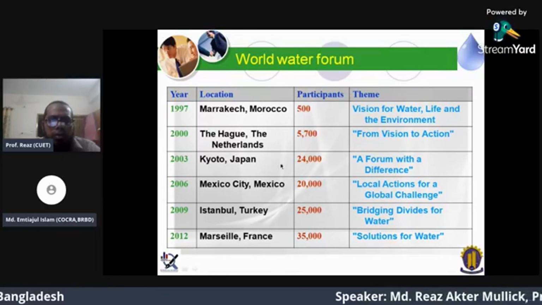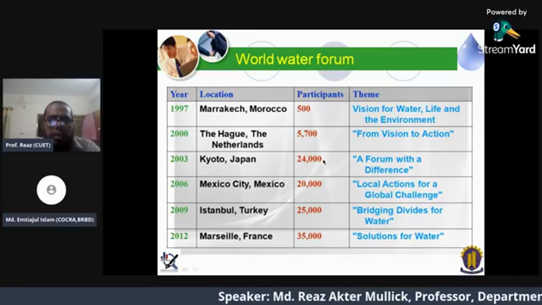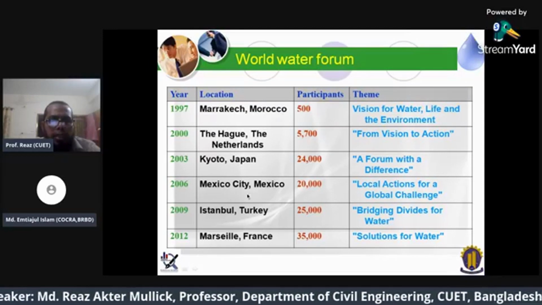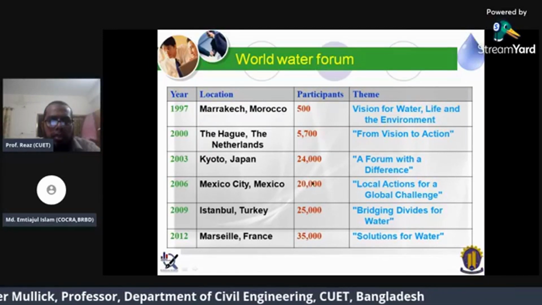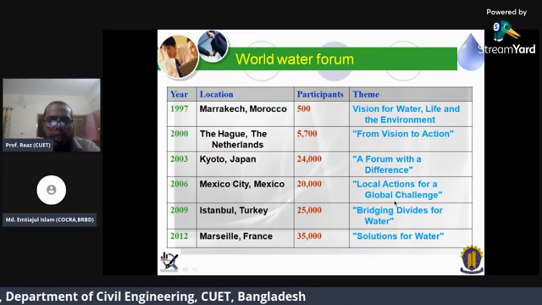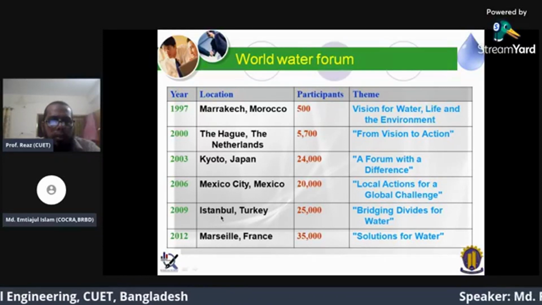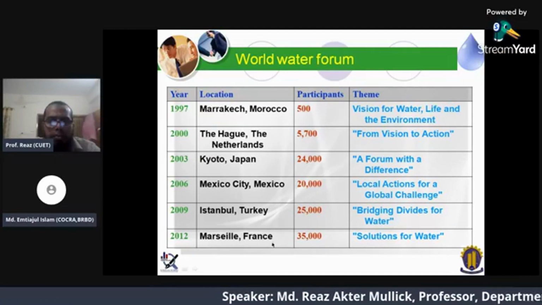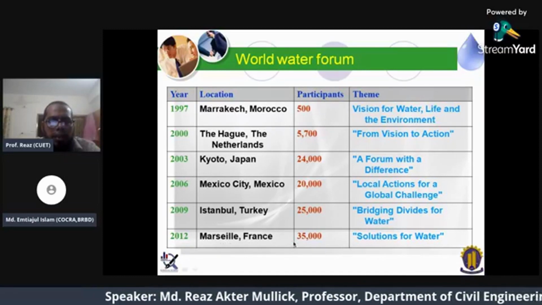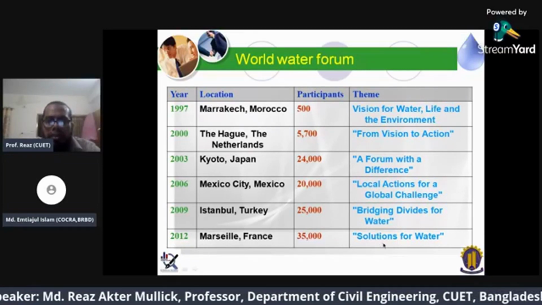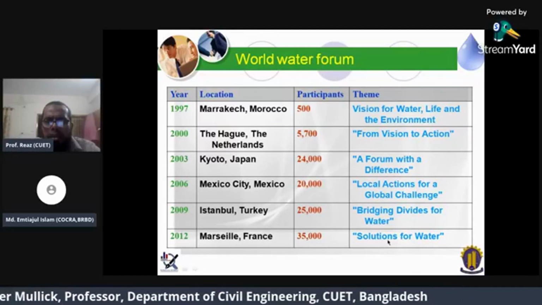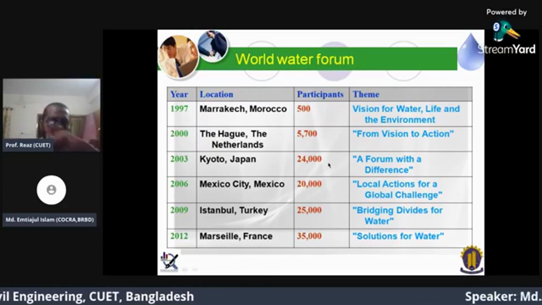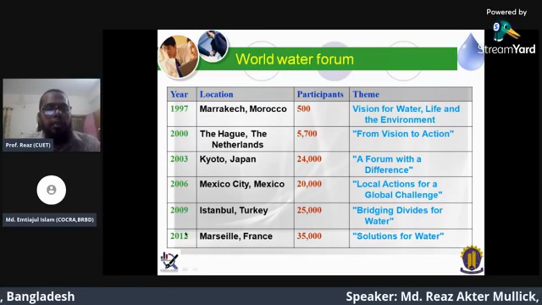2003 Kyoto, the participants are tremendously high, 24,000, a forum with a difference. 2006 Mexico is 20,000, a little bit less than Kyoto, local action for global challenge. 2009 Istanbul, 25,000, bridging divides for water, and 2012 Marseille with 35,000 participants and solutions for water. Okay, that's the themes. So you see the participants are increasing at a tremendous pace in the World Water Forum, and this is a very regular event.